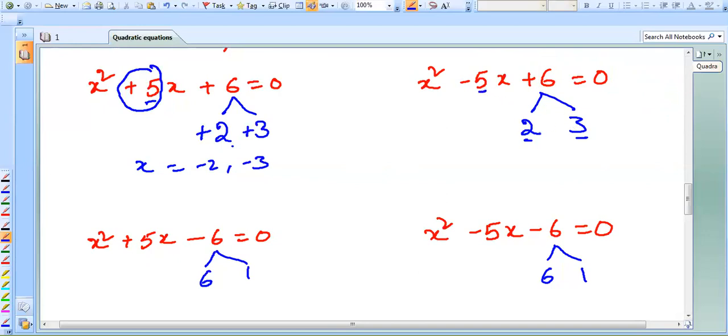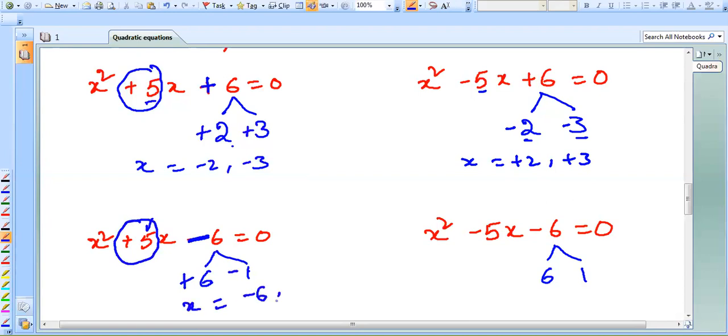You are getting 5, but what we require is minus 5. Then we have to write minus 2 minus 3, and the x value will be plus 2 plus 3. If plus is there, we have to add the factors. If minus is there, we have to subtract the factors to get this value. 6 and 1, subtract it, you are getting 5. Do you require plus 5 or minus 5? Plus 5, sir. Then write plus 6 minus 1. Now change the signs: minus 6 plus 1.